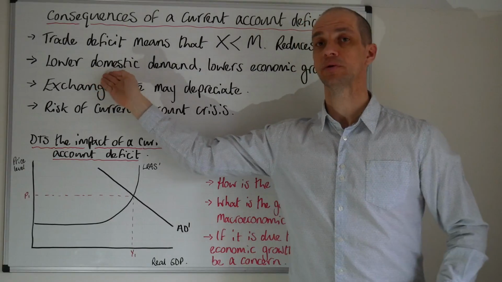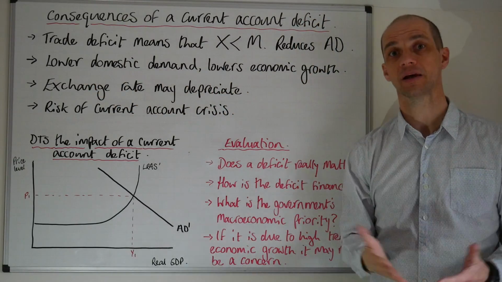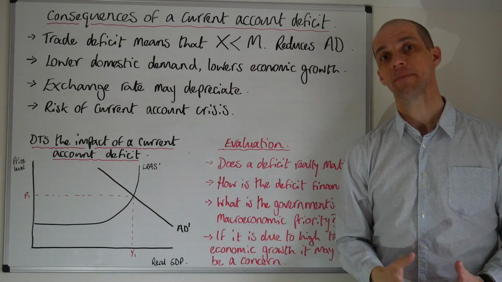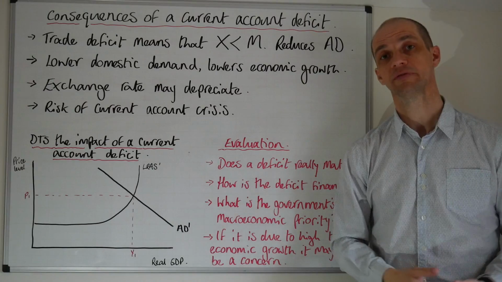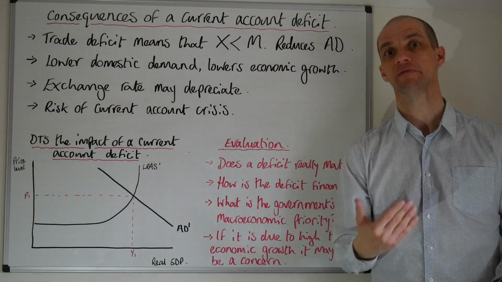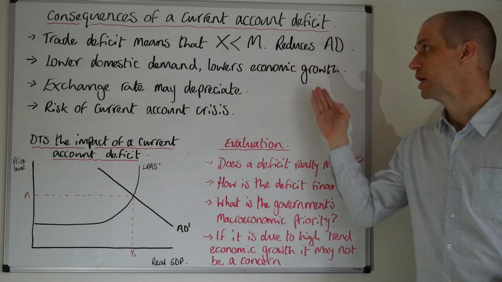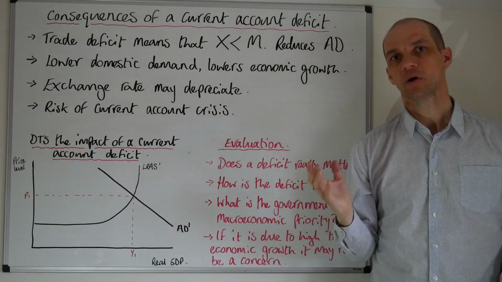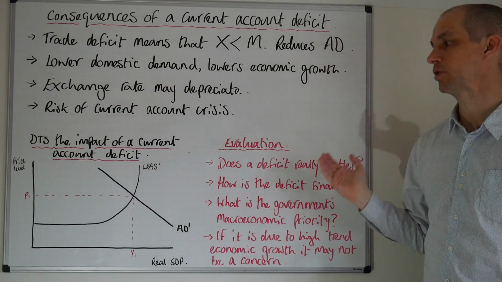That will feed through to lower domestic demand, which will lower economic growth, and therefore there may well be an increase in unemployment as a direct consequence of this, and that may then reduce consumption and investment further down the line, further slowing economic growth. So that's really why it's argued that a current account deficit can really pose a problem.